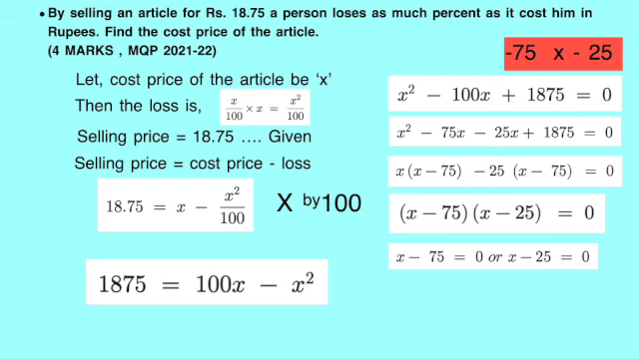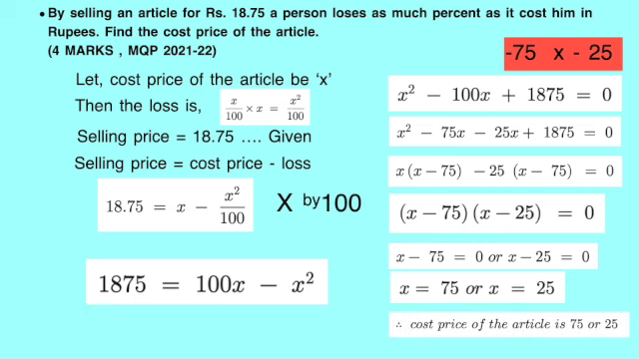Then it becomes what? Transfer this constant to that side. X is equal to 75 or x is equal to 25. In this case, both are positive. Therefore, I can consider both. What is that X stands for? X is nothing but the cost price. Cost price is positive. Therefore, I can consider both the values as the cost price of the article. Therefore, the cost price of the article may be 75 or 25. Don't write and, because cost price is any one of them. It should be either 75 or 25 rupees, right?